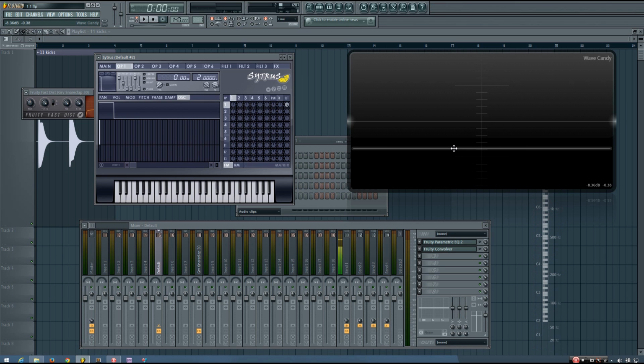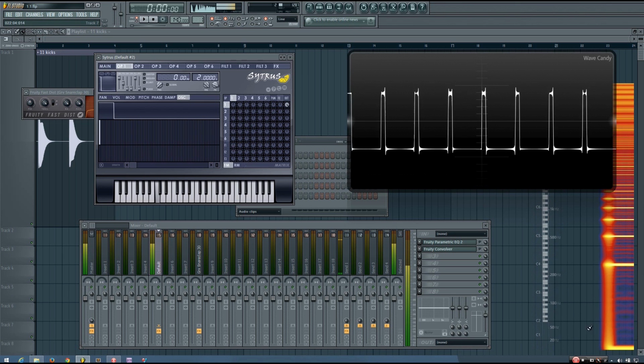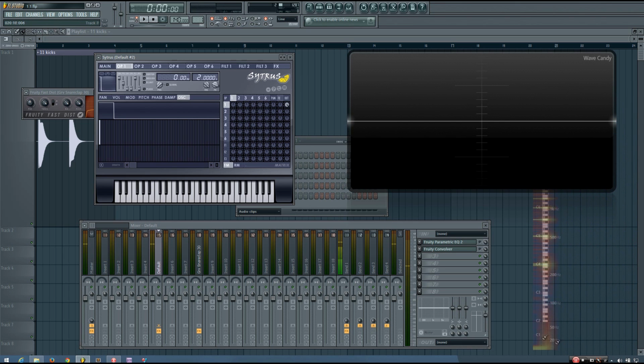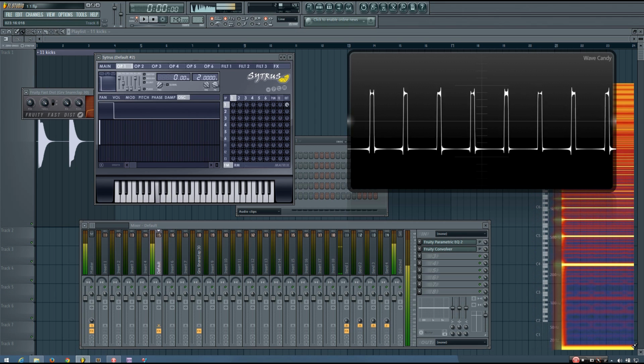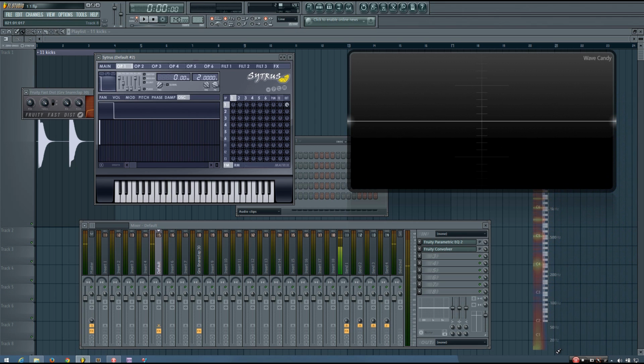Now the problem with this waveform as it is, you can see it has quite a bit of low frequency information, and this is just DC offset right now. And you don't really want that in your mix. That's going to cause some problems in your mix. So you do want to remove that.